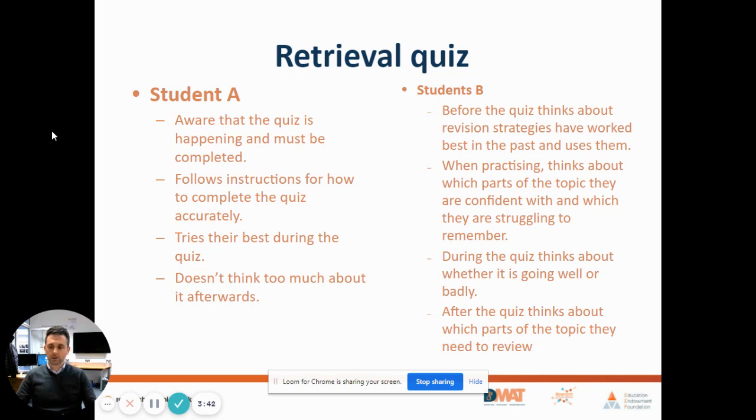So an example and a non-example, something I've shared with you before. The example given here is of students doing a retrieval practice quiz, something they do a lot. Student A is not being a self-regulating learner. Student B is being a self-regulating learner. So if you just scan through student A's characteristics there. Okay, not a bad student, we all probably recognise, but not self-regulating. If you look then, scan through student B.